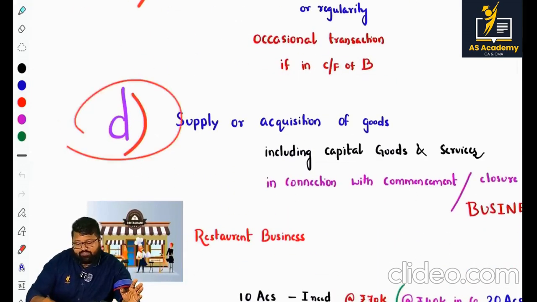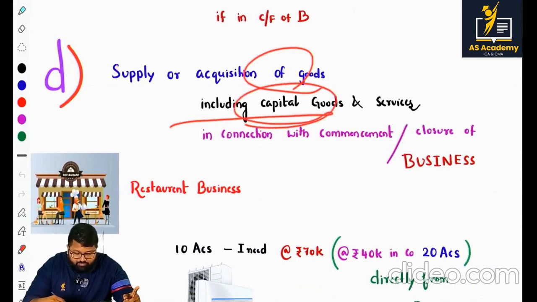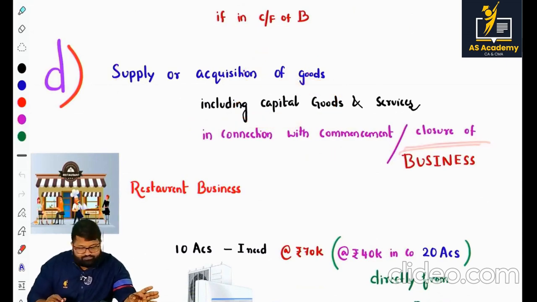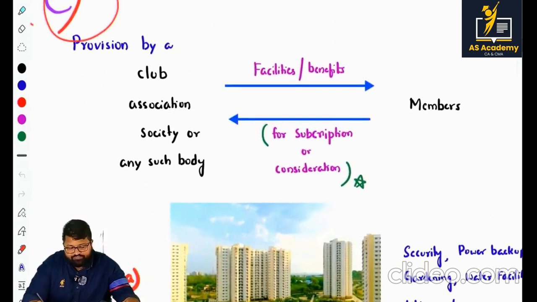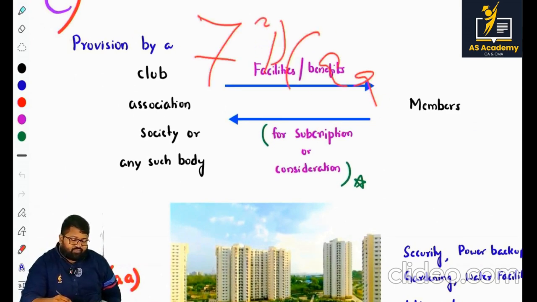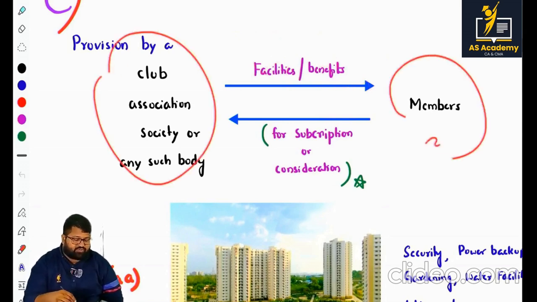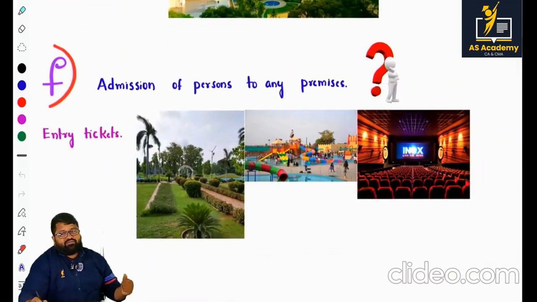Okay. What about D, ma? Supply or acquisition of goods, including capital goods, during when, ma? Starting of business or closure of business. Okay. This I discussed earlier. Next. What about the next, E, ma? So this is which section there? 7(1)(a). So other than individual, giving service to individual. Next, what about E? So F. So next, entry tickets. Wherever entry tickets are collected, that is also covered here.